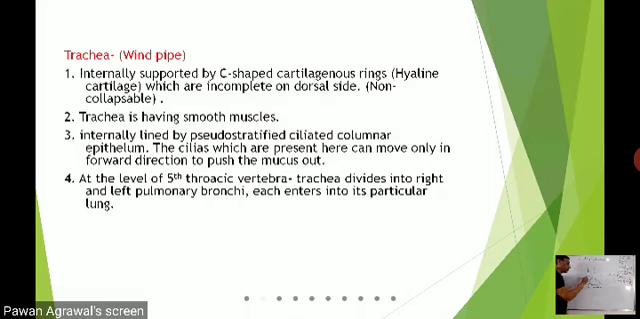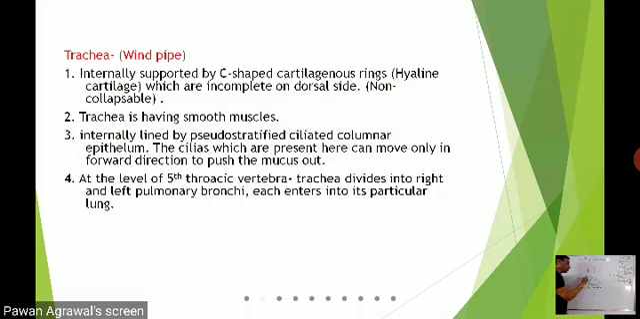And the left primary bronchus enters into the left lung. This one is at the level of the fifth thoracic vertebra, where it divides into two. Now see, a very important point related to the trachea.